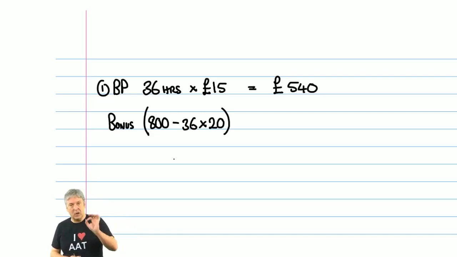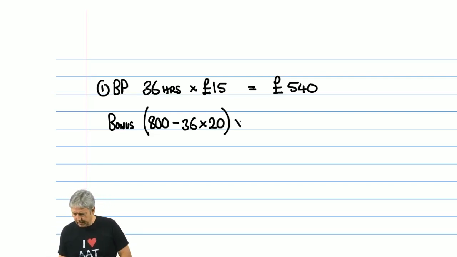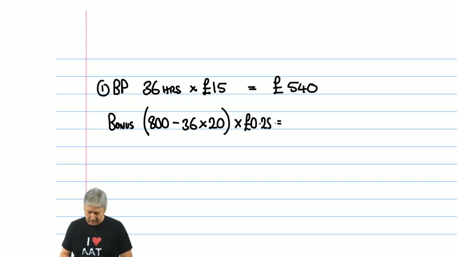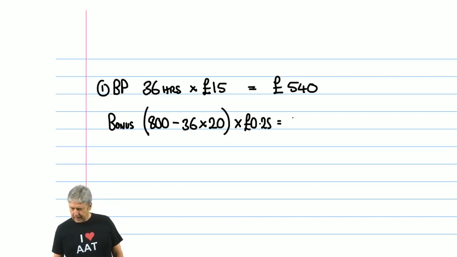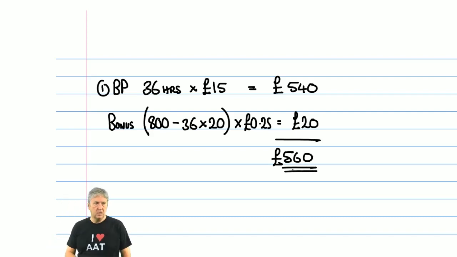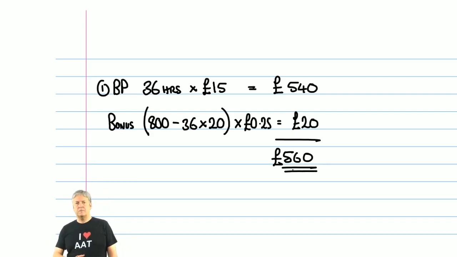Yes, they have earned 80 bonus units. And for every unit produced on top, they earn 25 pence. So 25 pence multiplied by 80 comes to £20. We've come to 560. Okay, so pretty straightforward stuff, but make sure you take it step by methodical step to ensure that you get the correct answer.